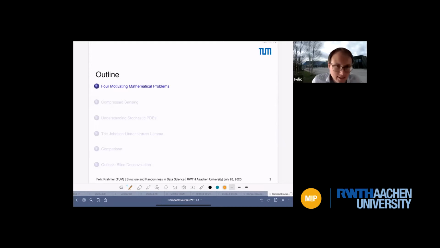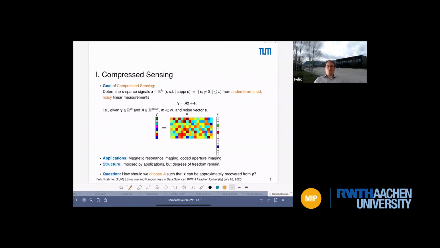But before, that's just a quick outline of what I intend to do. I will start with 4 motivating mathematical problems. It's 4 problems but only 3 sections, because one of the problems will be only briefly mentioned. Then I will compare. And if I have time at the end, since I could hardly judge what speed I would get through the slides, I would give you an outlook on some recent things related to a completely different problem. But my feeling is that this may potentially be skipped. So let's start with some problems.